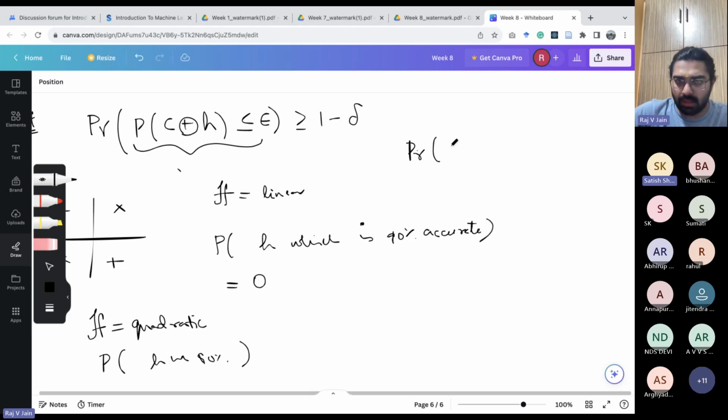I can write the opposite, 1 minus this. So we just write, whatever, probability greater than or equal to epsilon is less than or equal to delta. Yeah, clear. Okay, so we write 1 minus because of that one constraint, that maximum one.